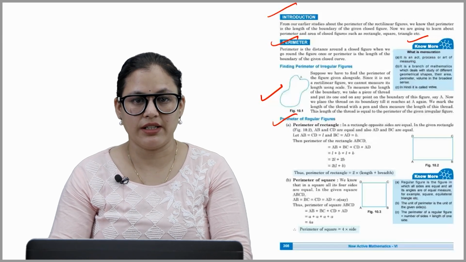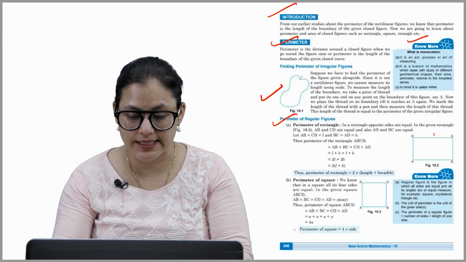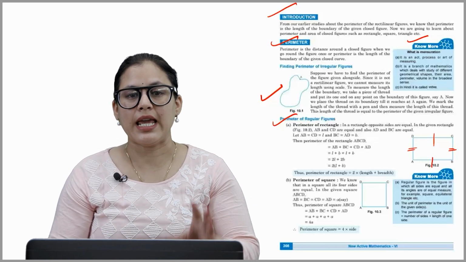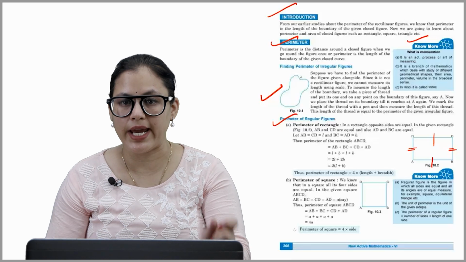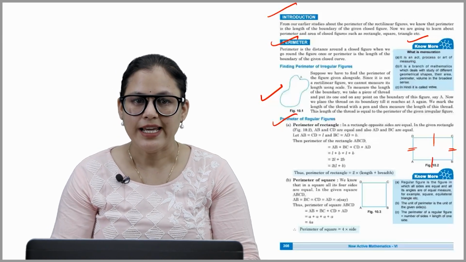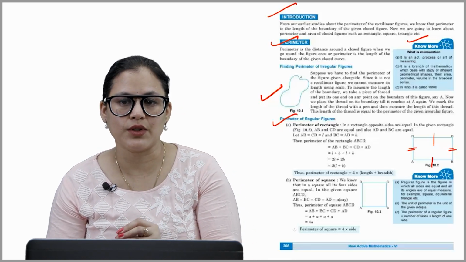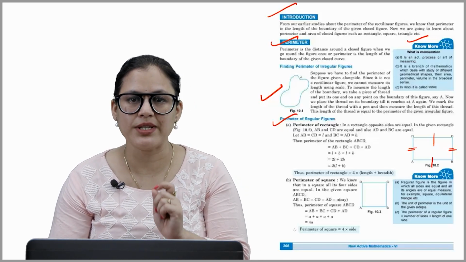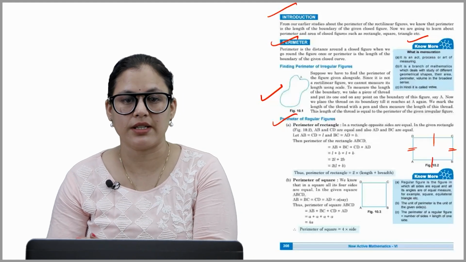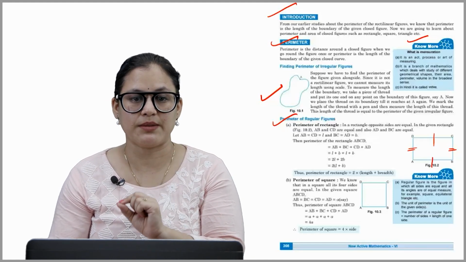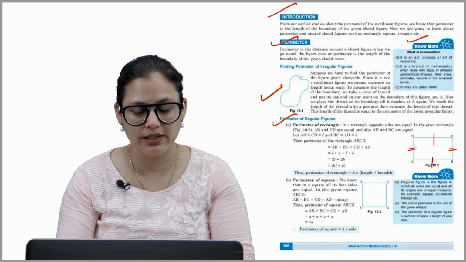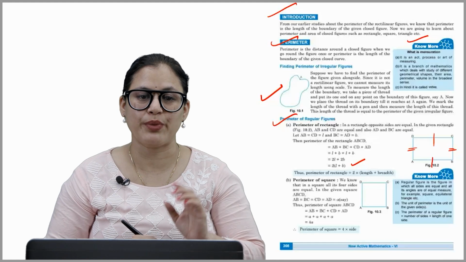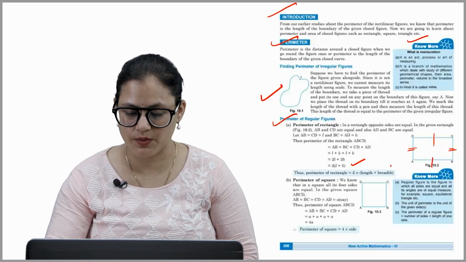A. Perimeter of a rectangle. In a rectangle, opposite sides are equal. We already know that. In the given rectangle, AB and CD are equal and also AD and BC are equal. Let AB equals CD equals L and BC equals AD equals B. Then the perimeter of the rectangle ABCD is AB plus BC plus CD plus AD, so L plus B plus L plus B. L plus L is 2L, B plus B is 2B. So the formula is 2 times (length plus breadth). So the perimeter of a rectangle is equal to this.